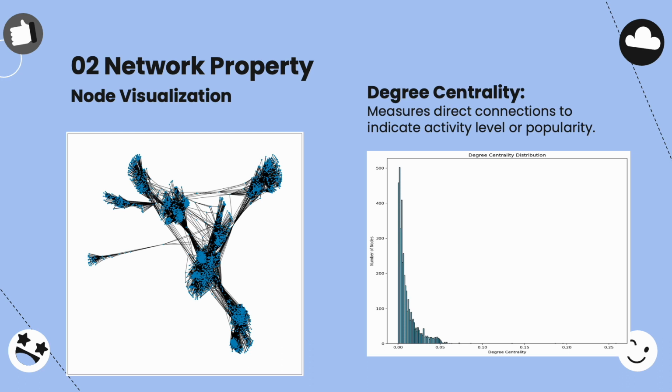On the left-hand side is our node visualization, and on the right-hand side is the degree centrality, which is a measure of the number of connections a node has in a network. There is a long tail on the right side, which suggests a few nodes have significantly higher connections than the rest, a characteristic of scale-free networks. Most of the degree centrality falls between 0 and 0.05, indicating that most nodes have few connections and a small number of nodes have many connections.